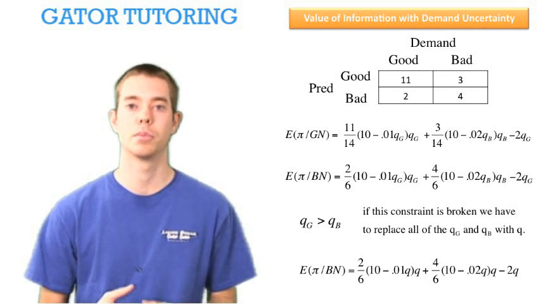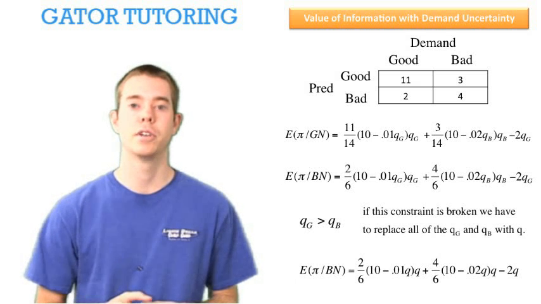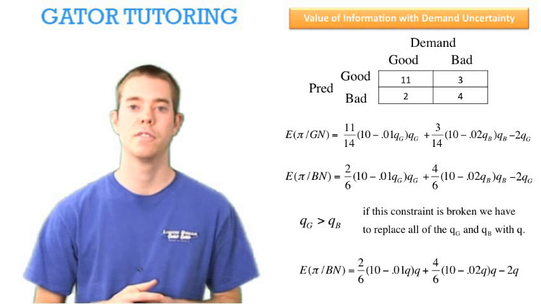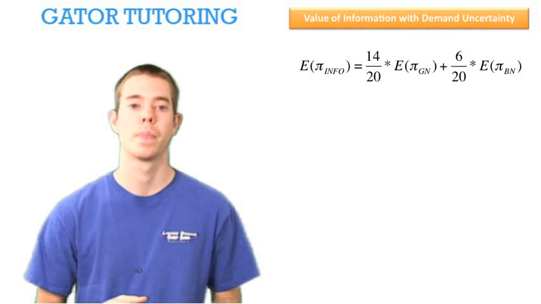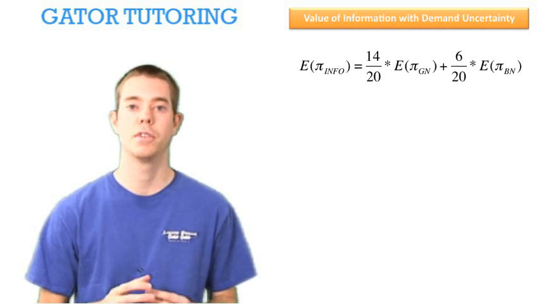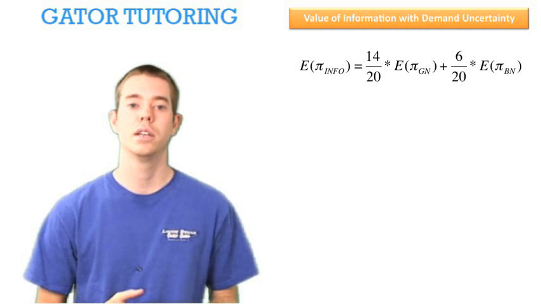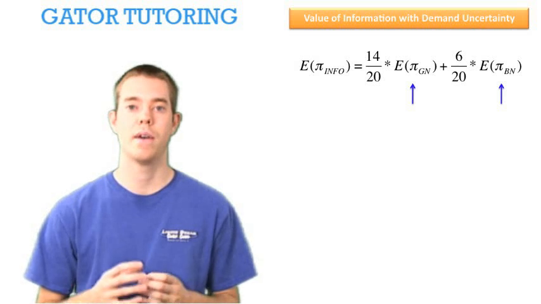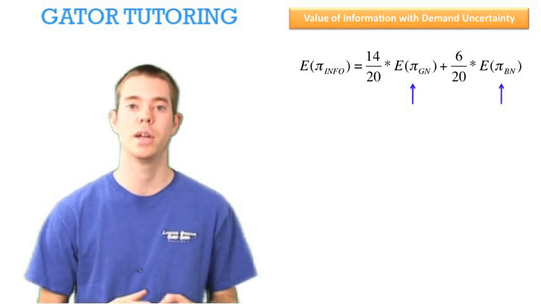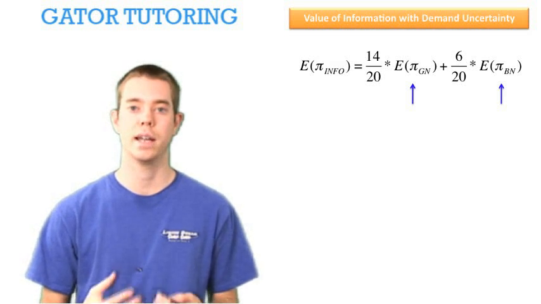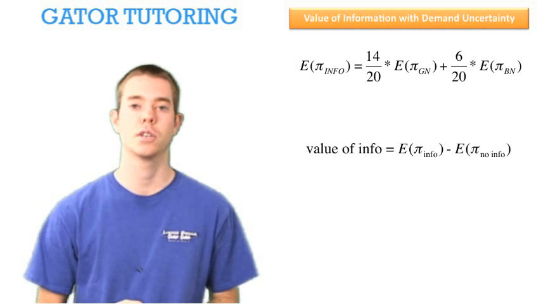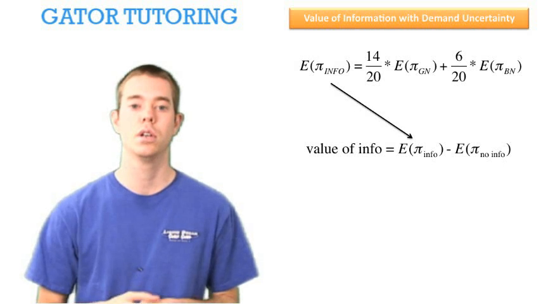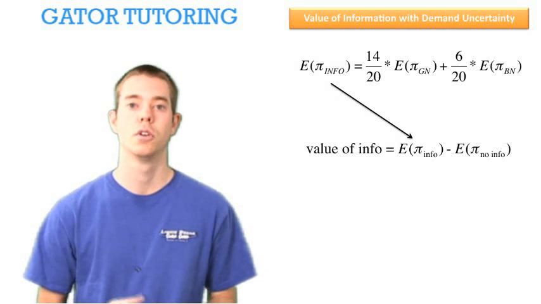And we're going to solve for a number for each of those expected profits. The expected profit given good news is just going to solve down to a number, and the expected profit given bad news is just going to solve down to a number. We can now go back to our expected profit given information and plug in those two numbers where we see here. After we've done that, we have a number for our expected profit given information, and we're ready to answer the main question, which in this case was, what was the value of that information? Plugging in our expected profit given information and our expected profit with no information, we'll arrive at our answer.